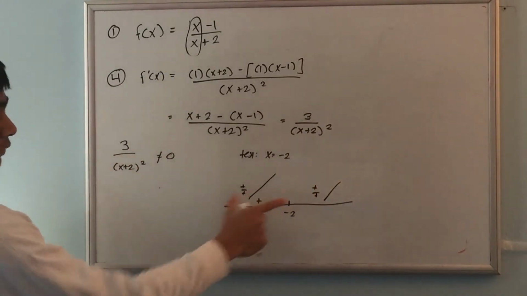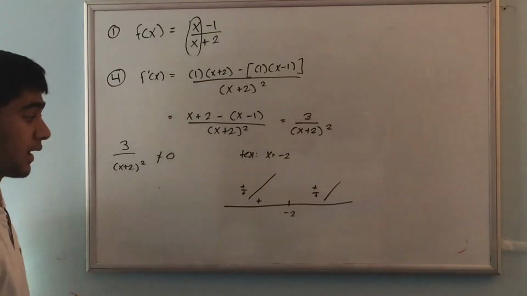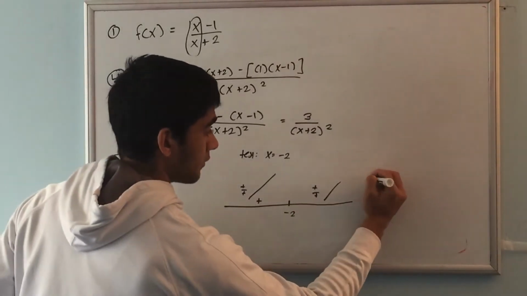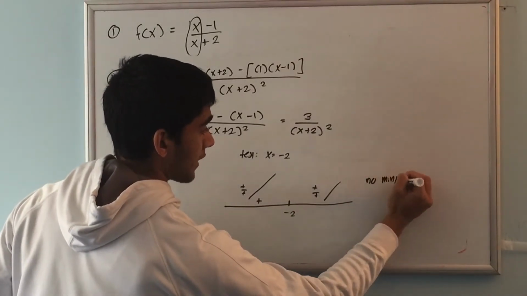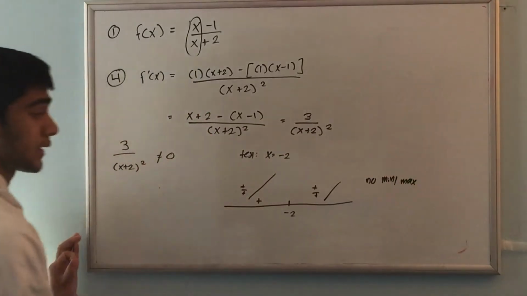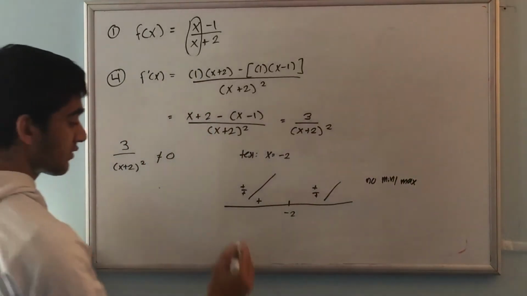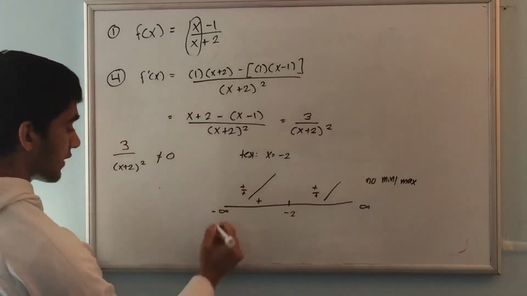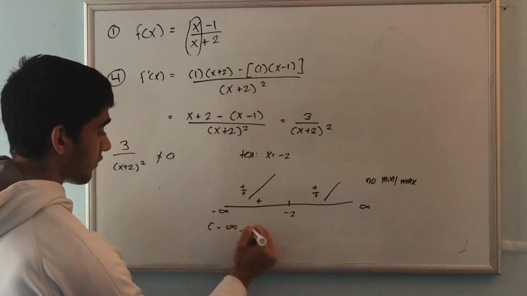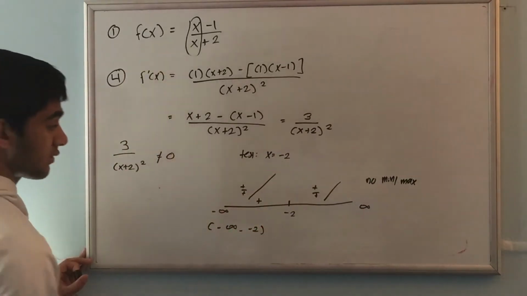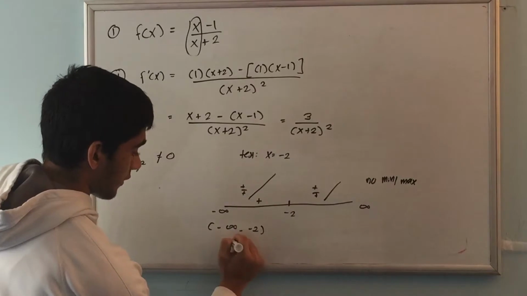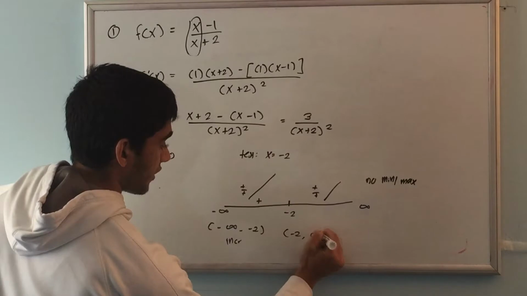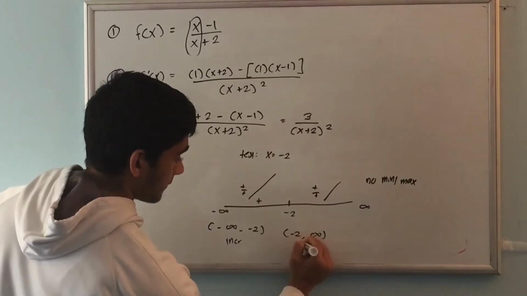So since both of these are upsloping, we have no min or max, since the sign does not change left or right of negative 2. But what we can write are the intervals of increase and decrease. If we label this side as negative infinity and this side as positive infinity, we can say from negative infinity to negative 2, the function f of x increases, and then from negative 2 to positive infinity, the function also increases.